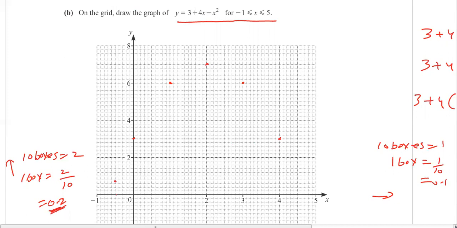Always when you have to draw the graph, in the first step, decide how much each box will be vertically, how much each box will be horizontally. Then there will be no problem in drawing the graph.